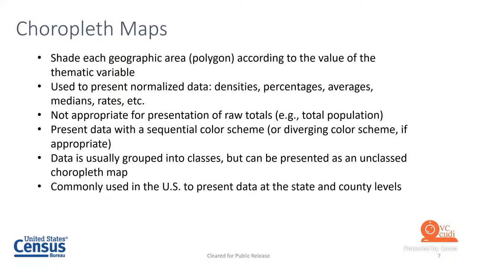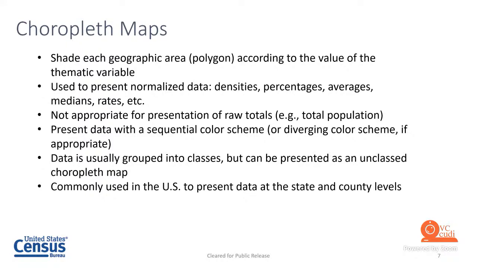For example, we wouldn't map total population on a choropleth map. We map population density instead. We wouldn't map total income for everyone in the geographic area on a choropleth map. We'd map the median income instead. For choropleth maps, we present the data with sequential color schemes, which means we're going from a light color, which is generally associated with the low values, to a dark color, which is generally associated with higher values, for a single hue or multiple nearby hues. For example, if you think of shades of green or a color scheme going from light yellow to dark green, that's a sequential color scheme.